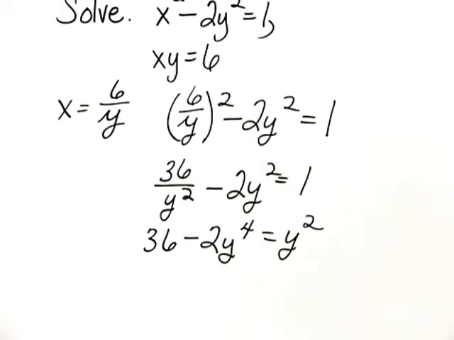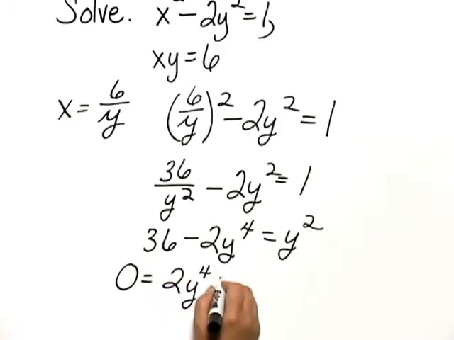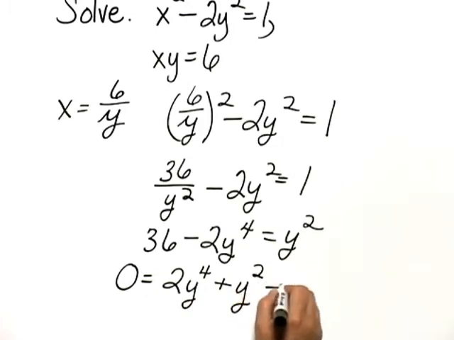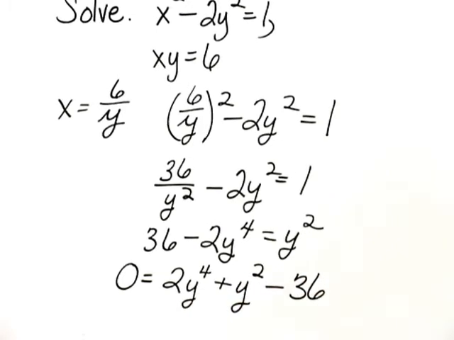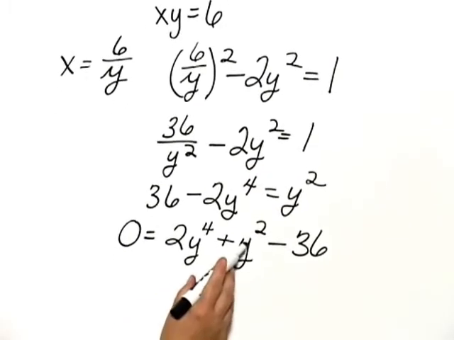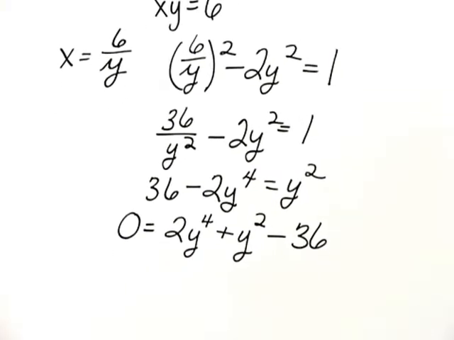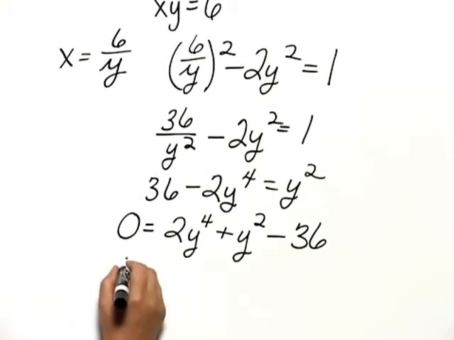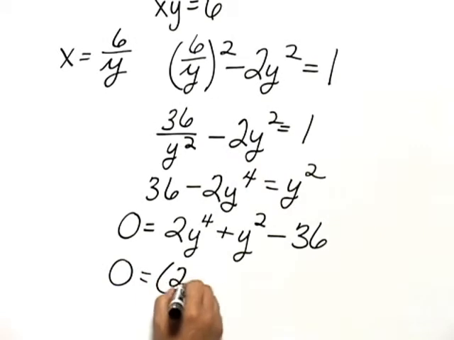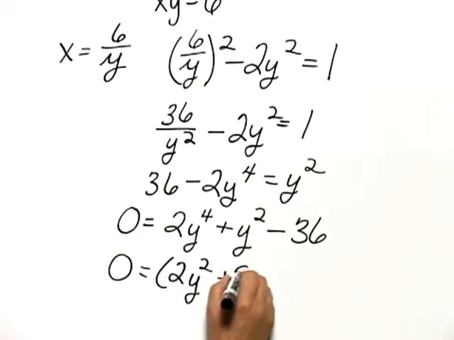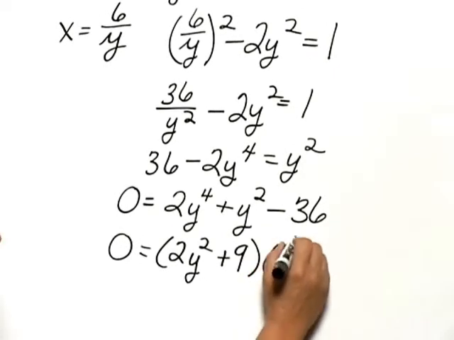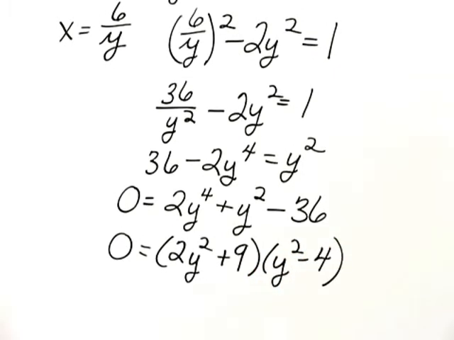Now let's get everything on one side of the equation and 0 on the other. We'll subtract 36 and add 2y to the fourth to both sides. We have 0 equals 2y to the fourth plus y squared minus 36. Now we could make this a u and a u squared substitution, or we can try to factor directly. We could factor this as 2y squared plus 9 times y squared minus 4. And that gives us two binomials that we can set equal to 0.